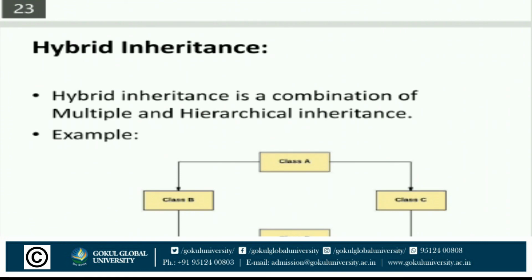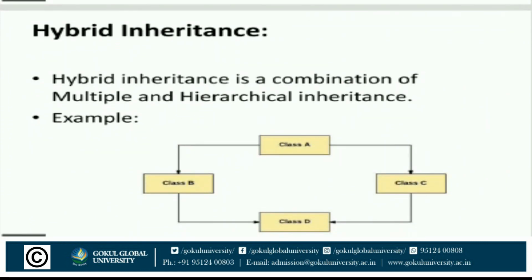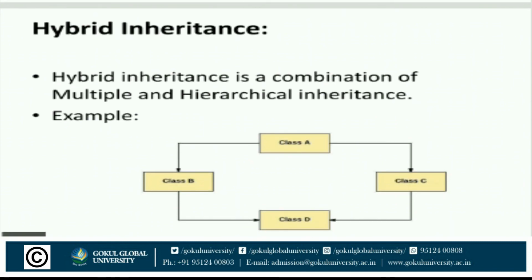Now hybrid inheritance. Hybrid means the combination of multiple and hierarchical. So it is simply called that hybrid inheritance is a combination of multiple and hierarchical inheritance. You can see that there are four classes: class A, class B, class C, and class D. So class B and class C are derived from class A, and class D is derived from class B and class C.